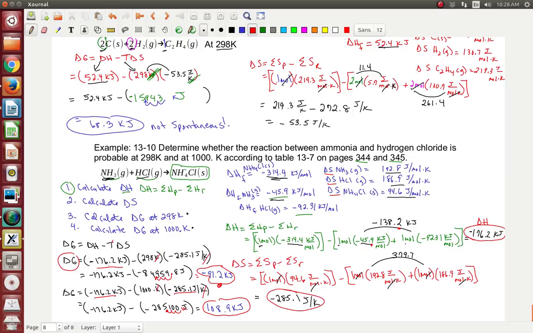So this one is spontaneous. This one is not spontaneous. And the only thing that was changed was the temperature that you ran the experiment at. So that will help determine whether something happens or doesn't happen.